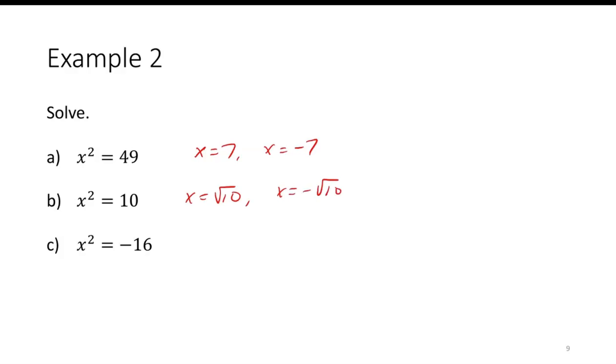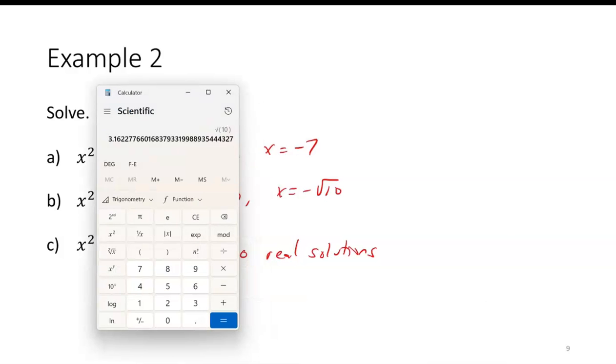As for part c here, notice that the negative 16 is negative. That means that there are no real solutions, and we'll just leave it at that. If I try to find the square root of negative 16, depending on your calculator, let's try this again. If I go 16 and then turn it negative and then try to find the square root, I get an invalid input. That means it's not a real number.